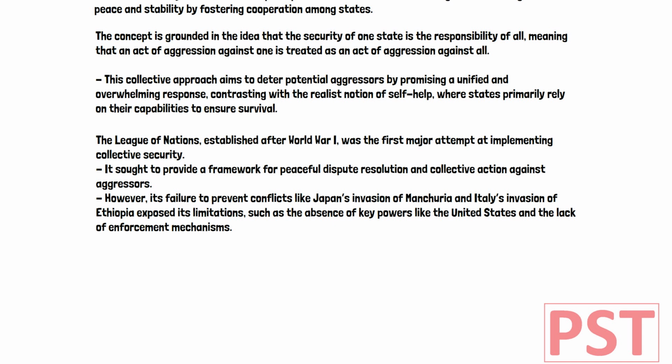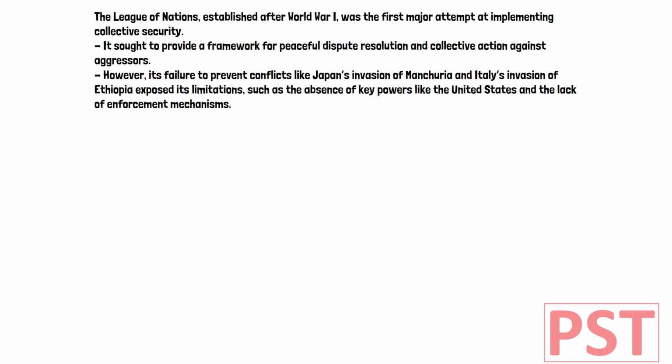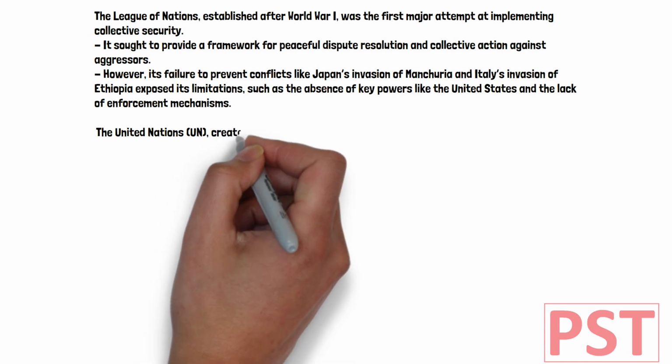However, at the end of the day, the League of Nations failed because it failed to stop the Japanese invasion of Manchuria and the Italian invasion of Ethiopia. And the reason why it failed is because it did not have a great power of that time, for example the United States of America, and the League of Nations in fact never had any enforcement mechanism that would work on its behalf to prevent or resolve any conflict. So although the League of Nations was a classic example, it failed eventually.